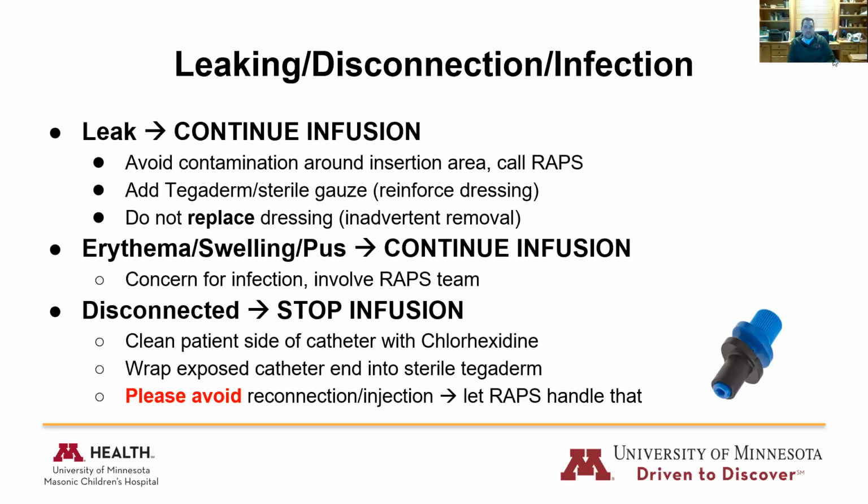What to do if you find a catheter, either epidural or peripheral, leaking? If you find a leak around the insertion site, we typically ask you to continue the infusion. We may ask you to add some Tegaderm or sterile gauze around it so it doesn't wet the bed or become contaminated. Please call RAPS and we will then replace the dressing. Specifically in small kids, the catheter might only be about a centimeter into the epidural space. So if you try to replace the dressing, you might inadvertently remove the catheter. It can happen to us as well, but we'd rather blame ourselves than anybody else. So you can fortify or reinforce the dressing, but please do not replace it.